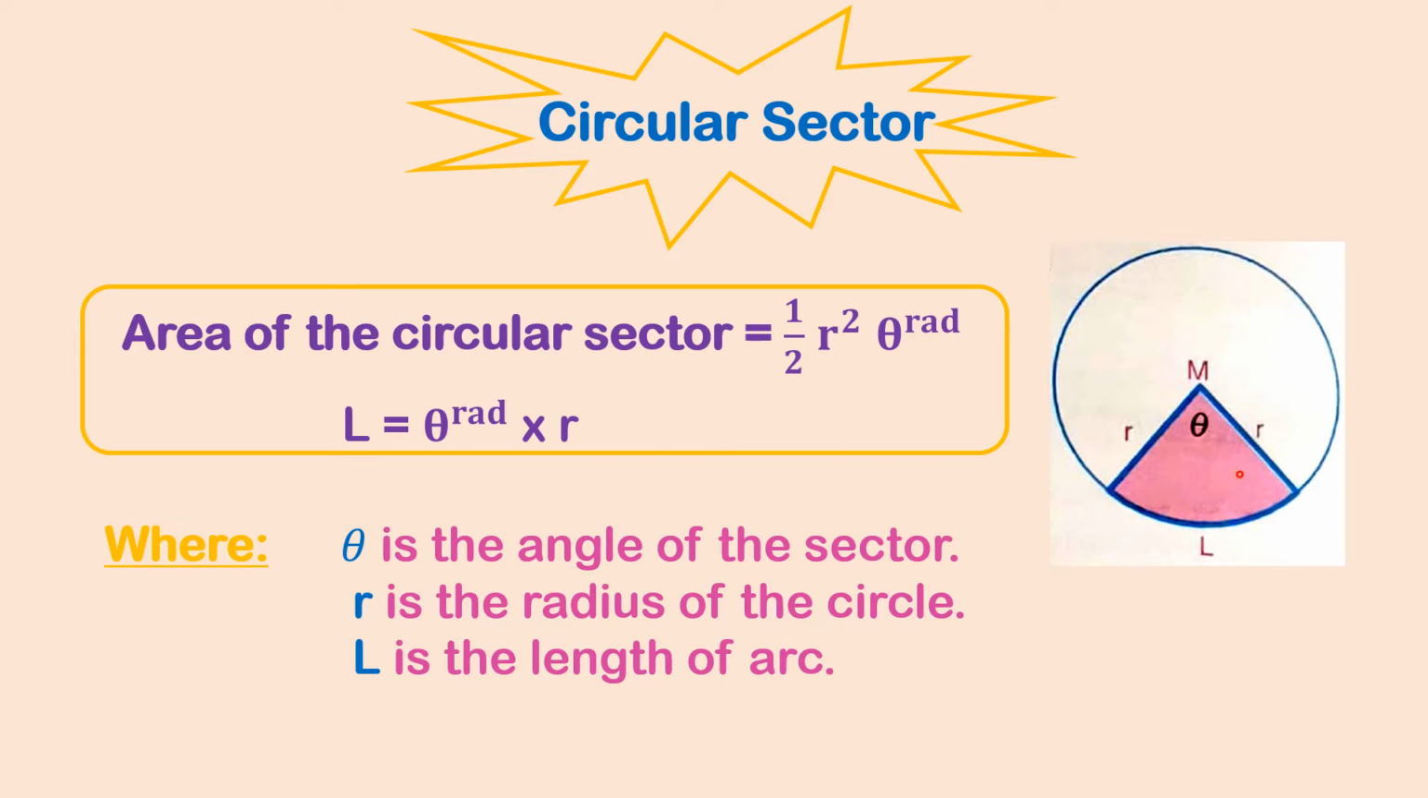What is the circular sector? The circular sector is a part of the circle, like the slice of a pizza, like this colored part. This part is called a circular sector. The required is to find the area of this shaded part. So the area of this circular sector equals half r power 2 theta rad. And we studied before that L, which is the length of the arc, equals theta rad times r.